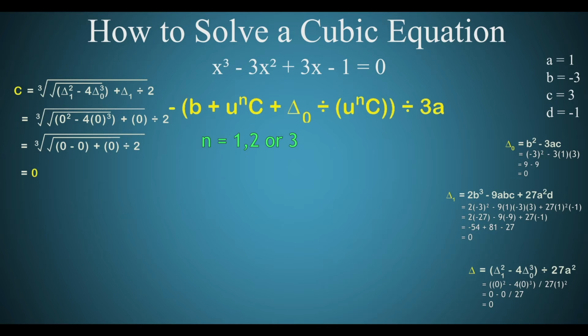N is equal to 1, 2, or 3. Meanwhile, u is equal to -1 plus the square root of -3 divided by 2. And as we can see that the square root of -3 is an imaginary number, since there is no answer to the square root of -3. We call it approximately 1.7 i.